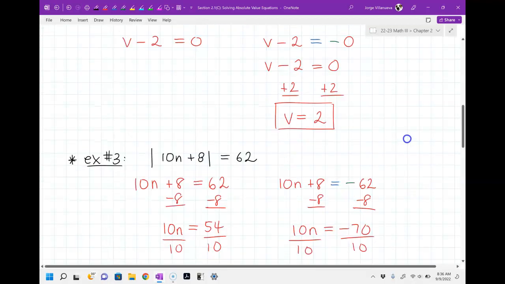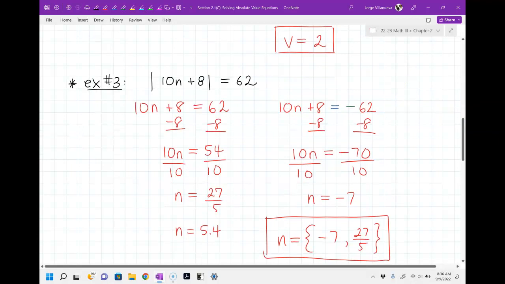You can see me do it again right here, where at first I just wrote 10n plus 8 equals 62. And then in the right side equation, I wrote 10n plus 8, flipped the equal sign, which still looks like an equal sign, and then instead of a positive 62, I wrote negative 62. Today's lesson is basically this.